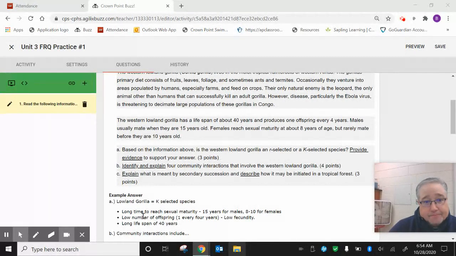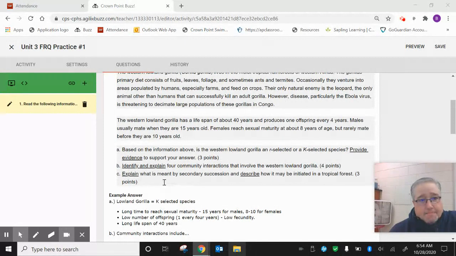So, for example, here, long time to reach sexual maturity, 15 years for males, 8 to 10 for females. That's definitely a characteristic of a K species. That's what gorillas do. Low numbers of offspring, right, or low fecundity. We talked about that the other day. That would be a good piece of evidence to provide. And they have long lifespans, right? So, I mean, you're not limited to just these answers, but these would have been pretty good answers to give. Again, try to give at least 2. I would just say give 2 things. So that would probably be the safe thing.